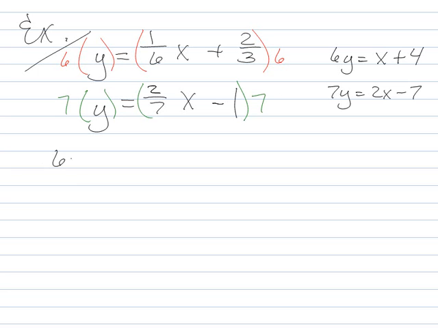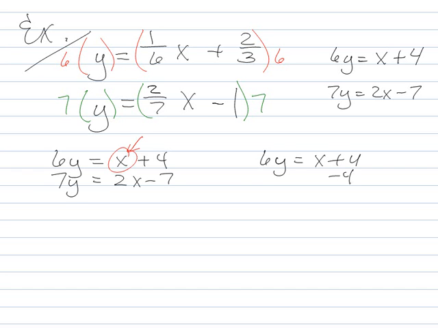So now I've got a nice, pretty little system of equations that I'm probably going to solve using substitution, because that x is practically by itself. Let me go ahead and solve for it. Let me subtract 4 from both sides. So I get x equals 6y minus 4.